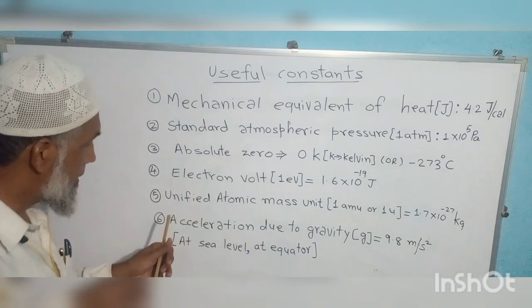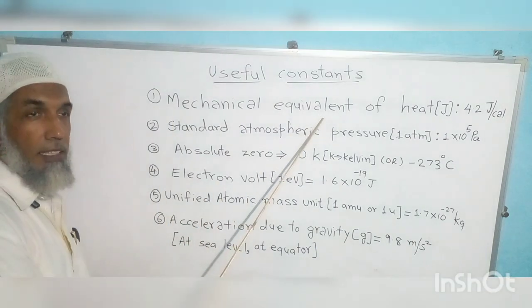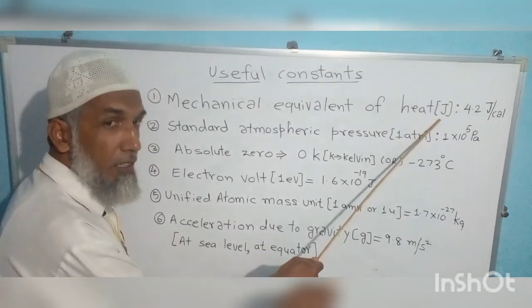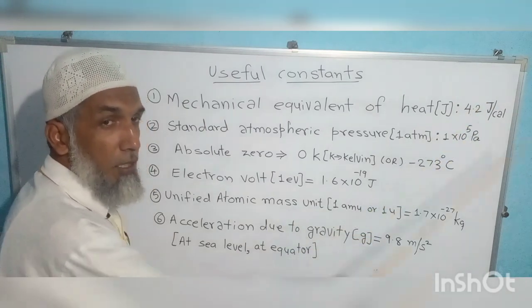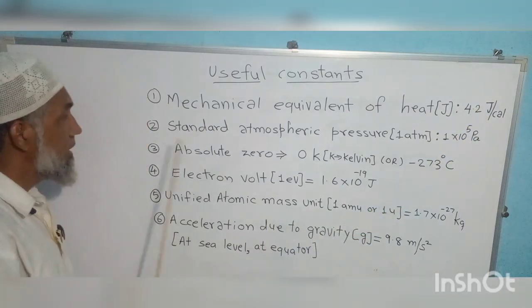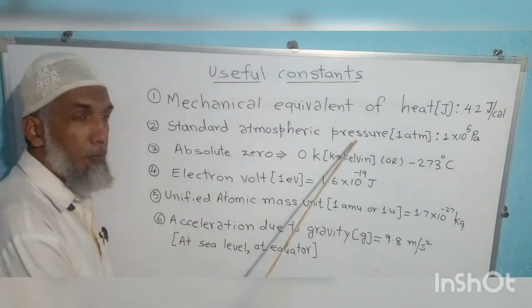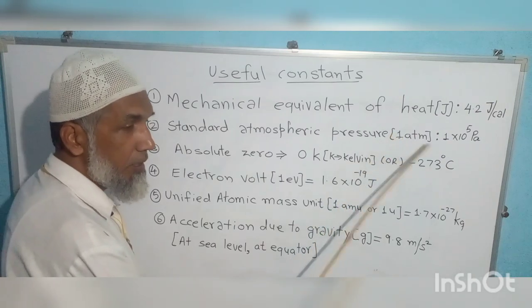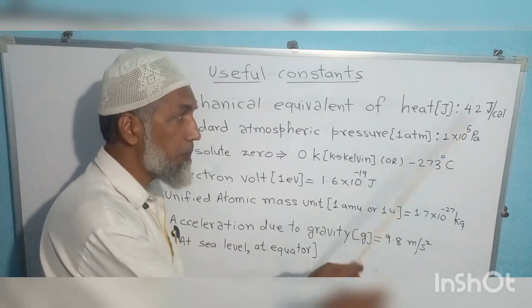So first one is mechanical equivalent of heat. Its symbol is J and value is 4.2 joule per calorie. Second one is standard atmospheric pressure, 1 atm, and its value is 1 into 10 to the power of 5 Pascal.